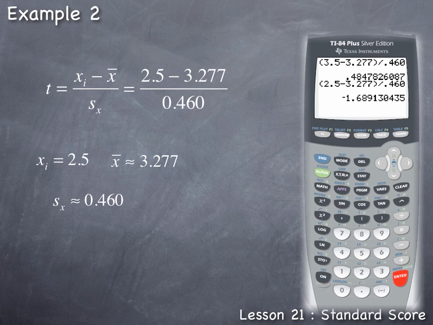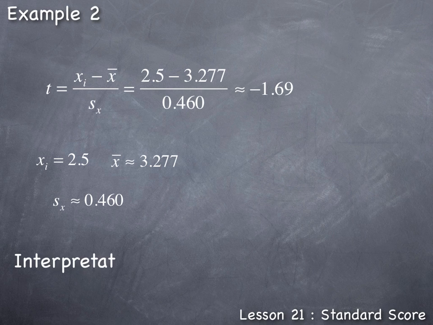This gives us a result of negative 1.689130435. Being that we only need to round off the standard score to the nearest hundredth, we could write this result as negative 1.69. Now that we've calculated our standard score, we now need to interpret the result. The interpretation explains what this result means.